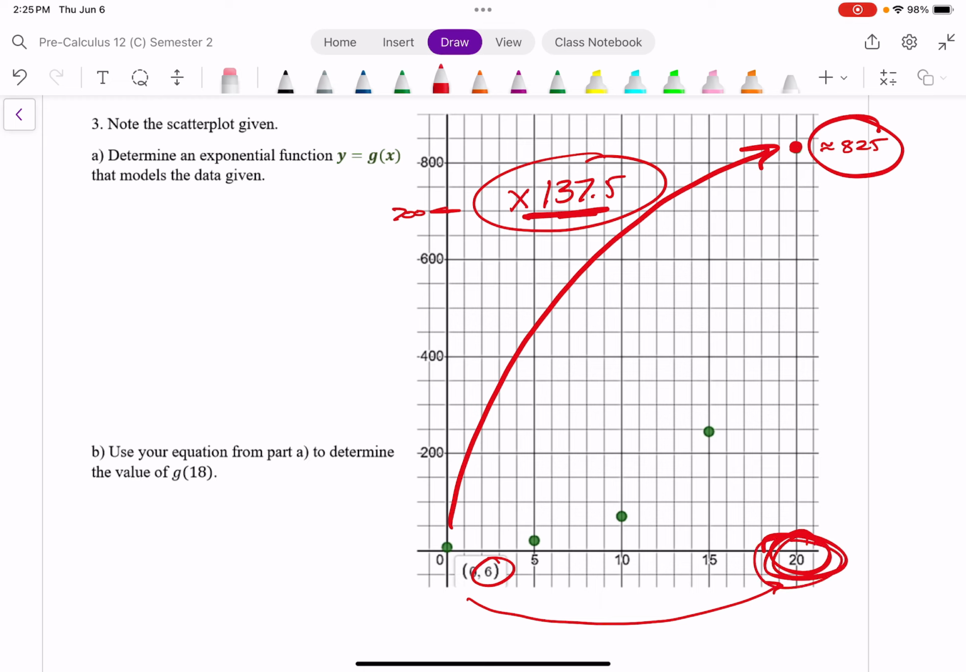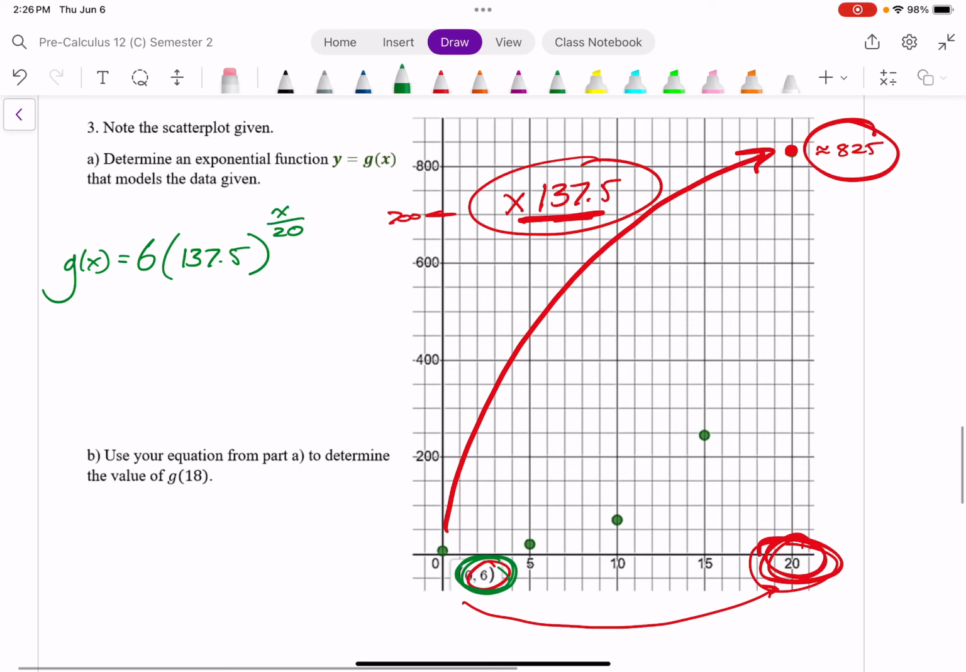And so I can then say my final amount, in this case g of x. So I'll say g of x is the starting amount, which we do see is 6, times 137.5 to the power of x over 20, because it takes 20 units to get 137.5 times bigger. And again, if I want to be picky, I really should change these equal signs to an approximate sign.